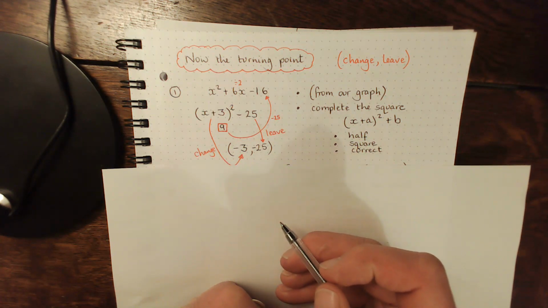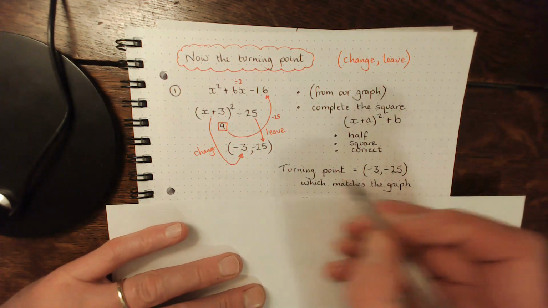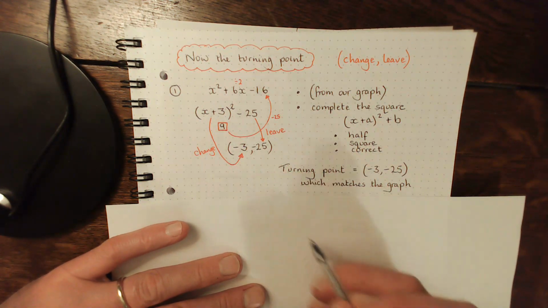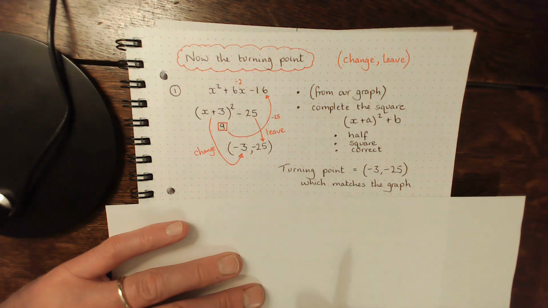All right? So the turning point from the graph is (-3, -25). The turning point from us completing this square is the same.